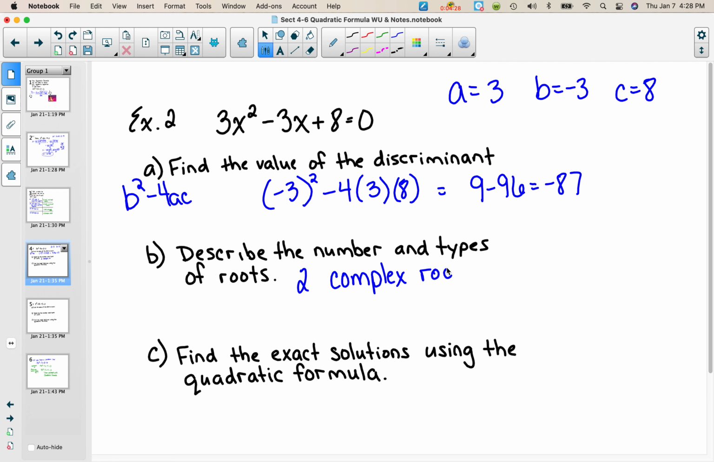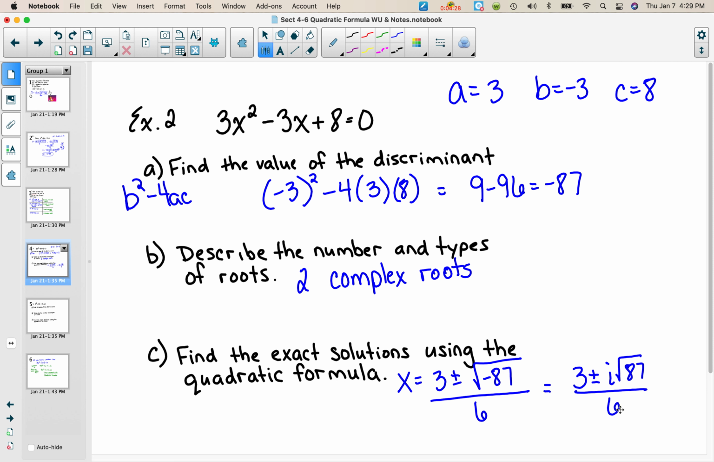Now it's never a waste of time to find the discriminant first, because when you plug it into the formula, x equals the opposite of b, which is going to be a positive 3, plus or minus square root. We already did b squared minus 4ac, so we don't need to do that again, all over 2 times 3, which is 6. Now, the square root of 87 can't be simplified, but we do have to deal with the fact that we have a negative under there, so we have 3 plus or minus i root 87 all over 6.